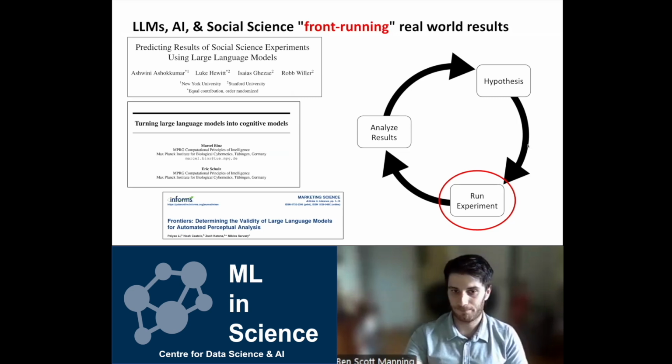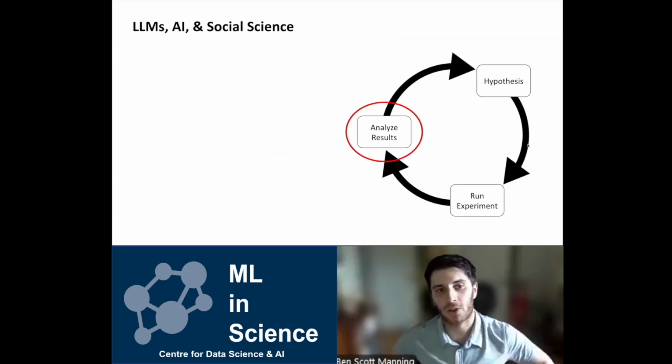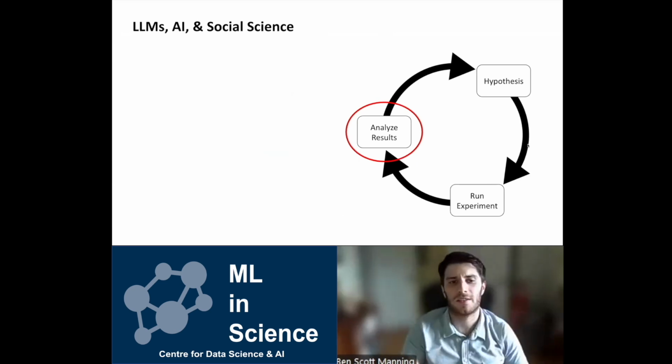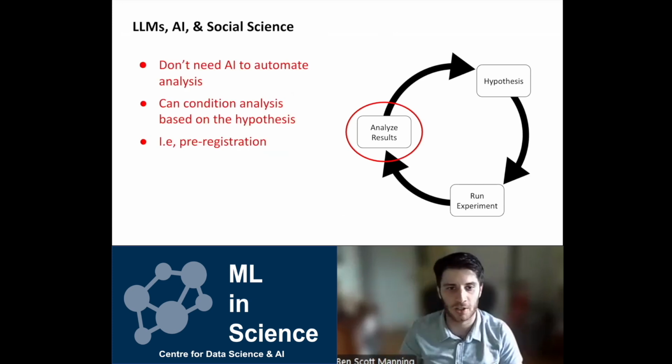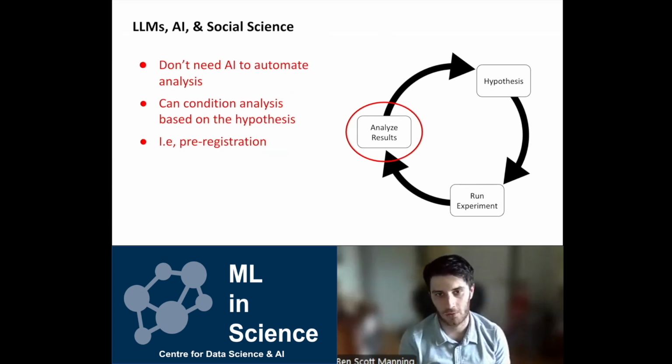All right. Finally, analyzing results. Well, one doesn't actually need to use AI or automation at all to analyze results. If one has a well-specified hypothesis, like in a pre-registration, if you've heard of those in social science, data analysis naturally flows from hypotheses.